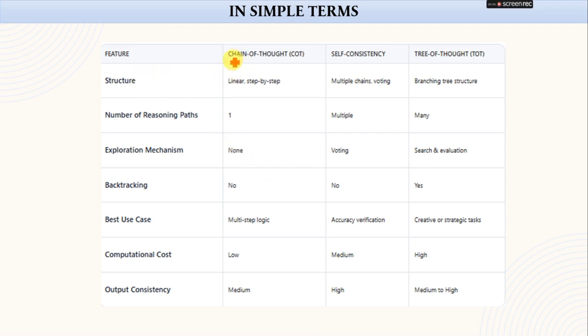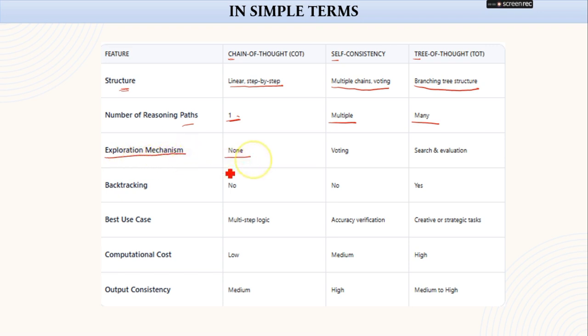So now let's learn the differences between COT versus self-consistency versus TOT. When it comes to structure, chain of thought always follows a linear structure. That is, it always thinks step by step. Self-consistency uses n chains of thought. That is, it explores n reasoning paths and also selects the most consistent output. For tree of thought, the structure is a branching tree structure. When it comes to the number of reasoning paths, chain of thought always uses one. Self-consistency uses multiple reasoning paths. Tree of thought also uses many reasoning paths.